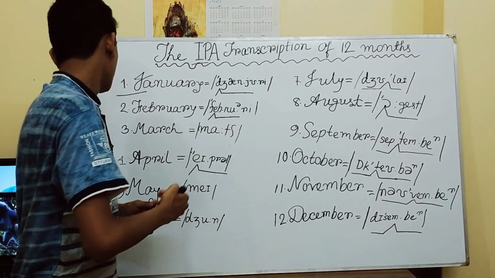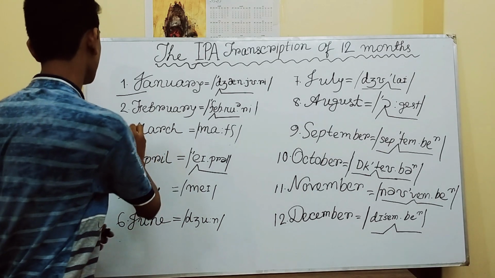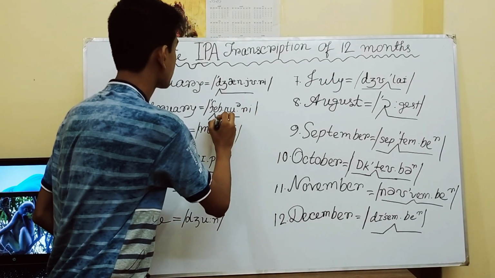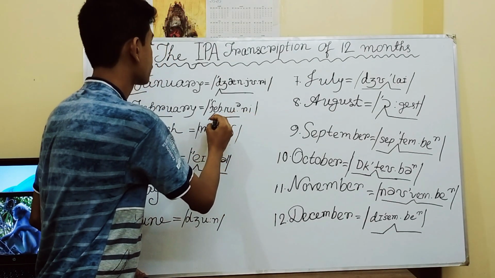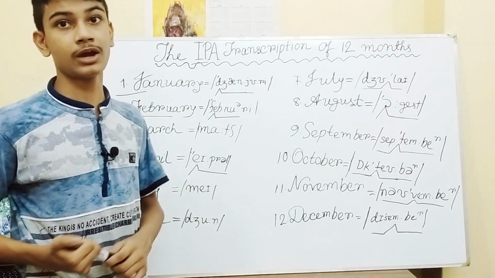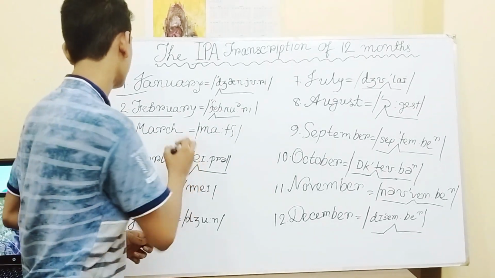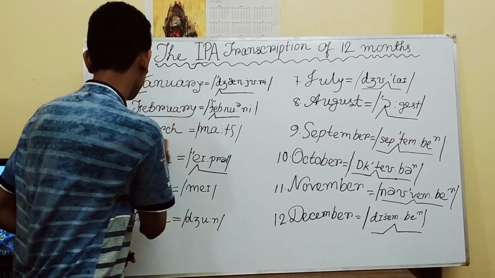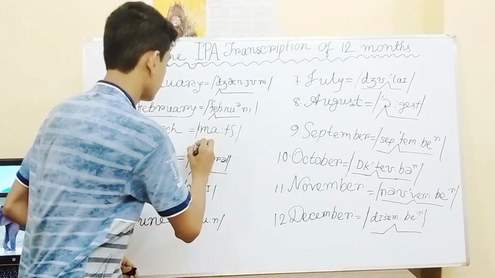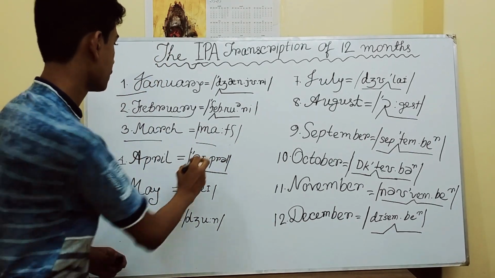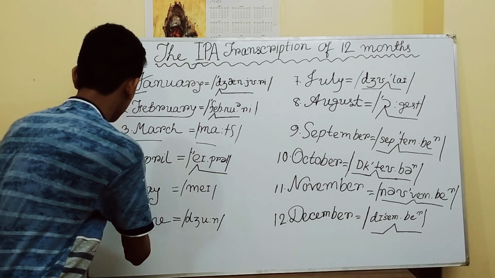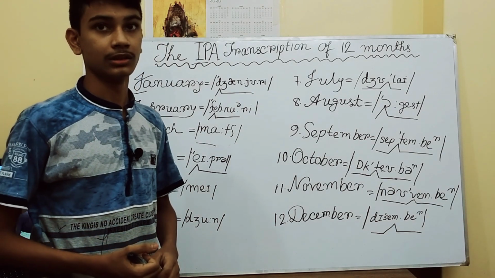And friends, after January, here you can see February. Here, the transcription of February and a stress on Feb. Friends, February. After February, here you can see March. March. Friends, after March, here you can see April.